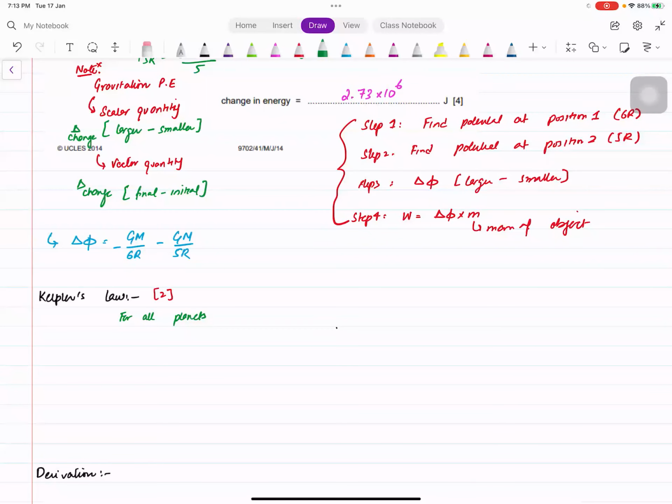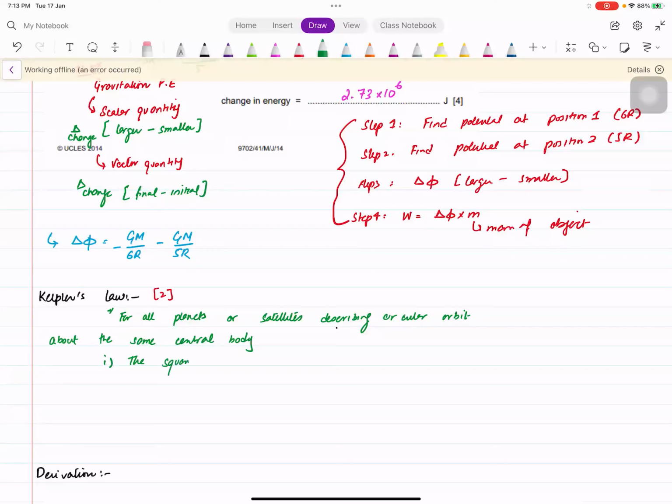Okay, so for all planets or satellites describing circular orbit. Now, writing this statement has no credit, but it's good that you write about this. About the same central body.